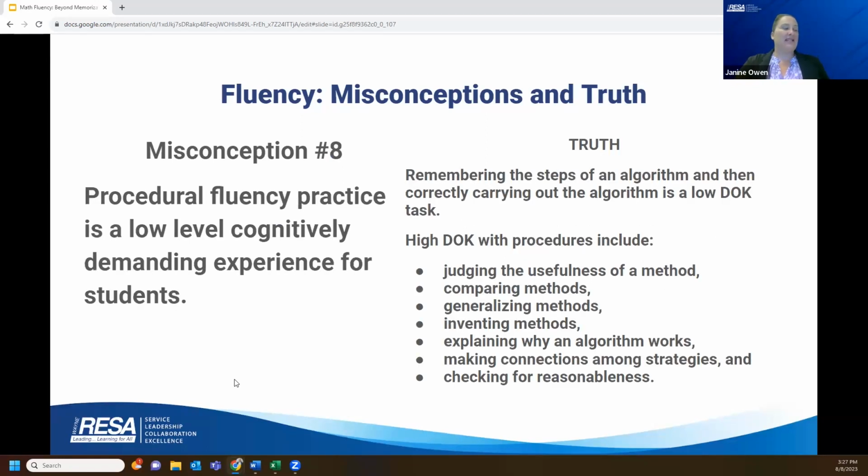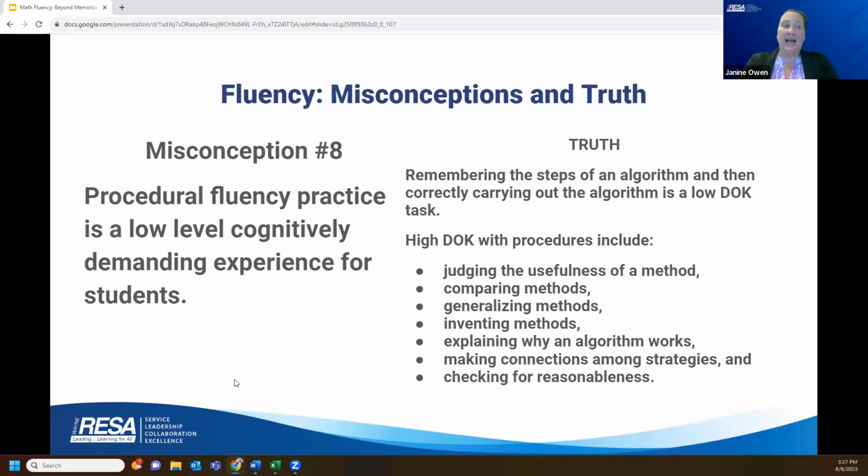The eighth misconception is that procedural fluency practice is a low-level, cognitively demanding experience for students. So the whole idea of a low DOK, you might believe that practicing facts is a low DOK. But the truth is that when we're just remembering the steps of an algorithm and applying it over and over, that itself is a low DOK.